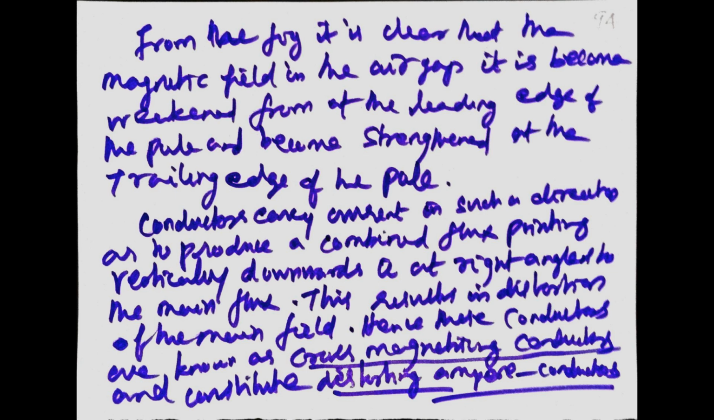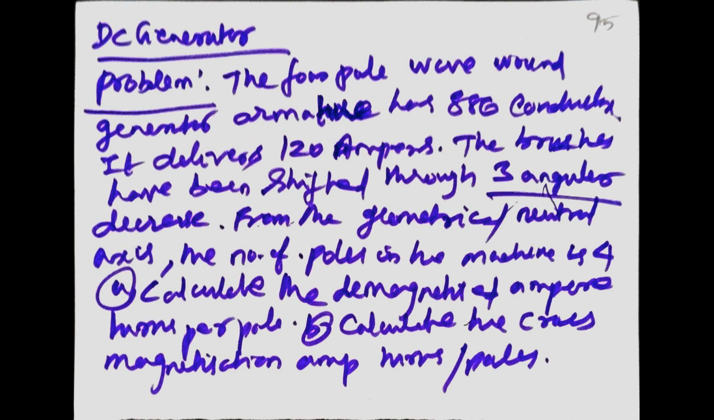Conductors carry current in such a direction as to produce a combined flux pointing vertically downwards, at right angles to the main flux. This results in distortion of the main field. Hence, these conductors are known as cross magnetizing conductors and constitute distorting ampere conductors.